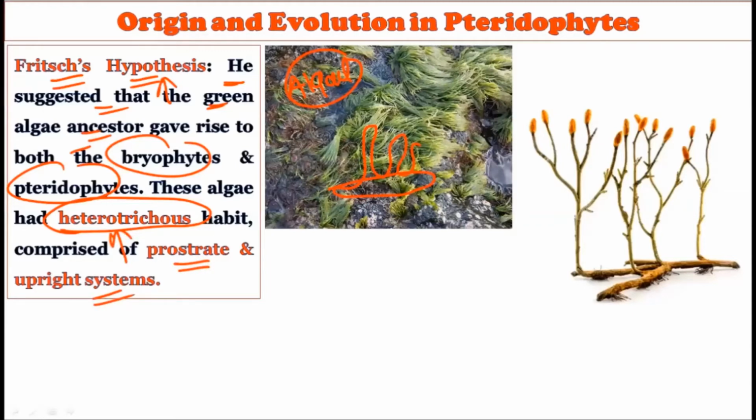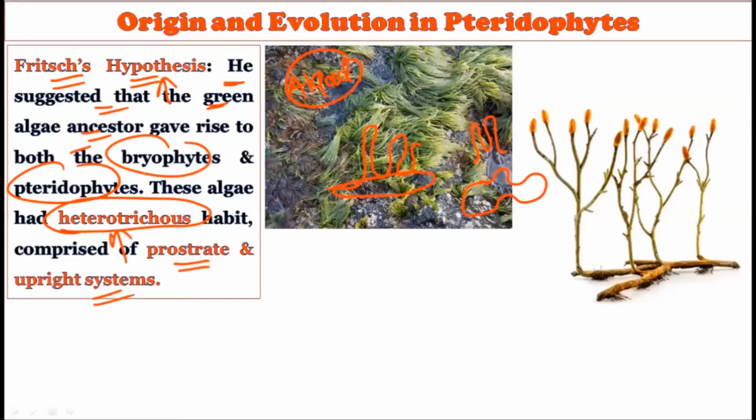You know, when we study the chlorophytes, there are some members which show the erect habit, and there are some members which show a completely prostrate habit, right? So there is a prostrate habit, there is an erect habit, and that is why we describe them as heterotrichous. Okay, so this is very important.